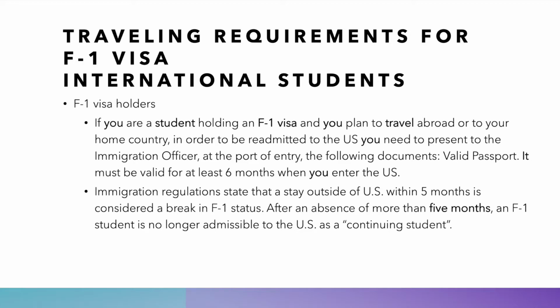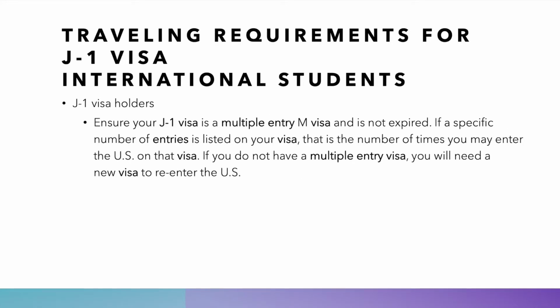And next, we have the J1 student traveling requirements for those students who are holding the J1 visa. Ensure your J1 visa is multiple entry and is not expired. If a specific number of entries is listed on your visa, that is the number of the times that you may enter the US on that visa. If you do not have a multiple entry visa, you will need to apply for a new visa to re-enter the US.